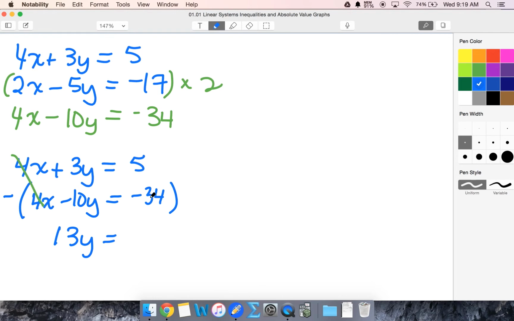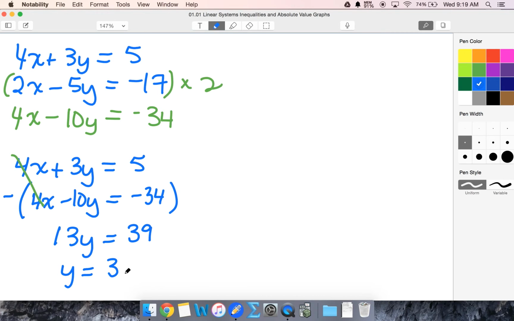5 minus negative 34 is 39. And now I can see that y is 3. Nice easy numbers that we gave you there. It could completely turn out that this is a decimal or other sort of rational number. But in this case, y is 3.